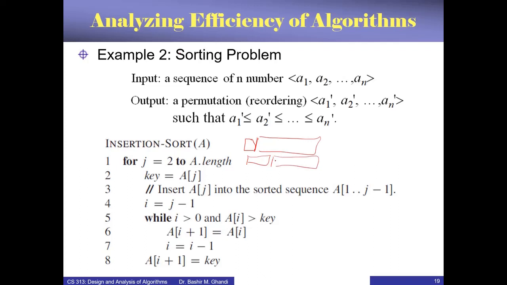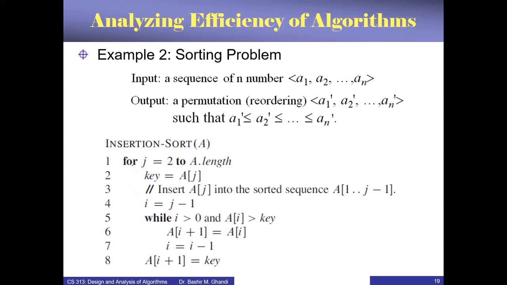And then we again take the next element in the unsorted list and try to insert it in the sorted list. So the sorted list will be growing while the unsorted list will be decreasing, actually until the unsorted list becomes empty. This is the idea. And this is precisely what this pseudo code is trying to do.